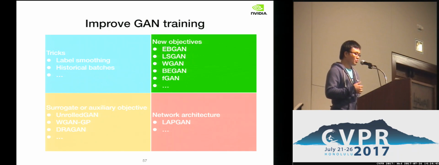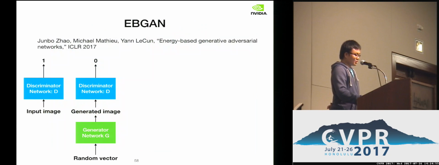The other category of works focuses on proposing new objective functions: EBGAN, LSGAN, WGAN, BEGAN, f-GAN. EBGAN is from Zhao, Mathieu, and LeCun, published in ICLR 2017. So here we see the original GAN network, discriminator and generator.